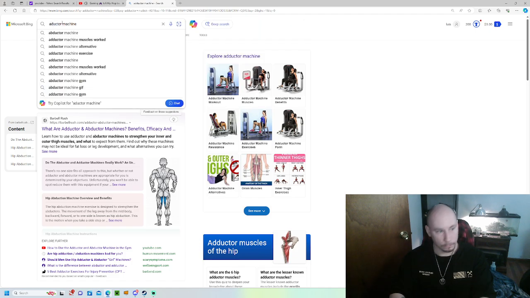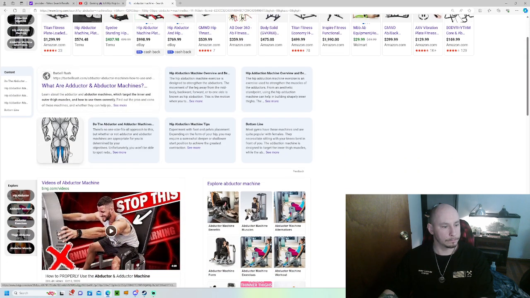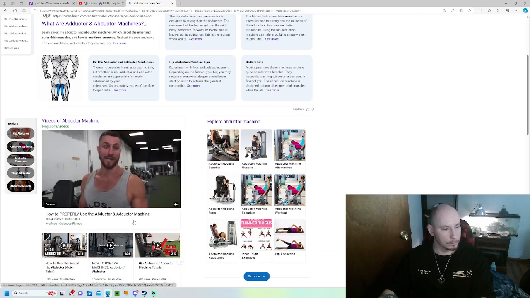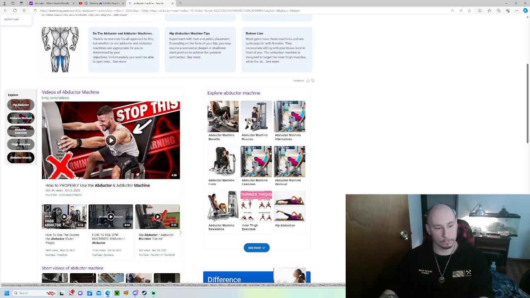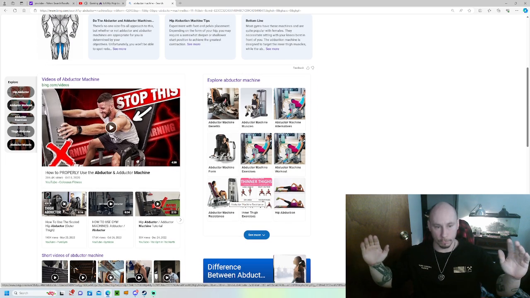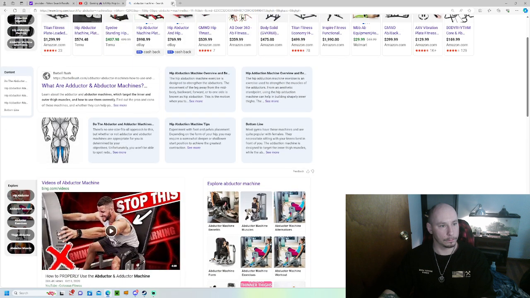Alright, this is an abductor. And this is an adductor. You add them together, and the abductor is you spread them apart. Pretty much you work your inner thigh and your outer thigh.